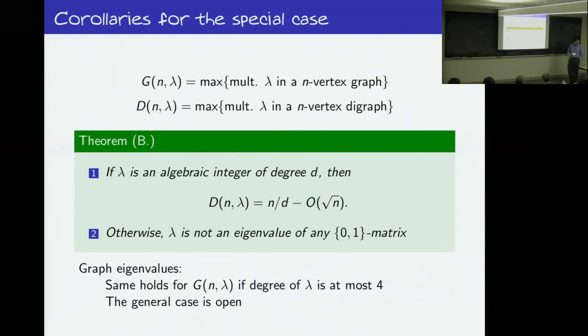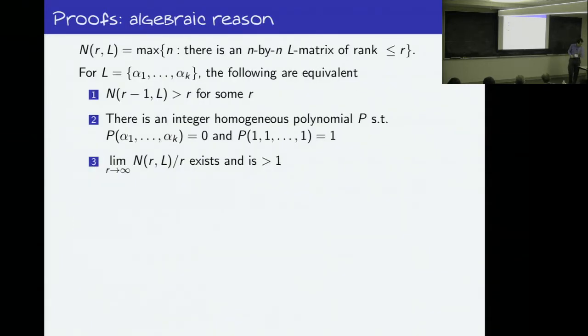Okay, but yes, I want to talk about how proofs go. I will show you first of all where this polynomial condition comes from. What I want to show now is how 1 implies 2. How do you get from the nontrivial matrix to this algebraic condition?